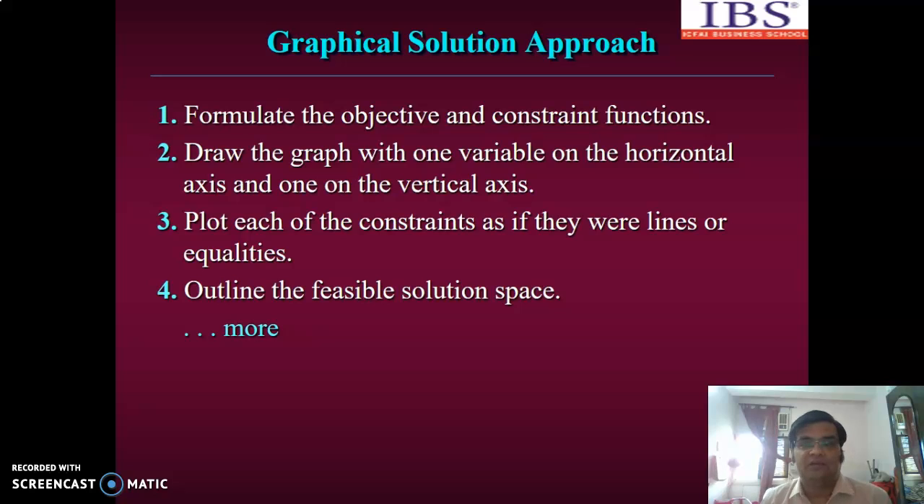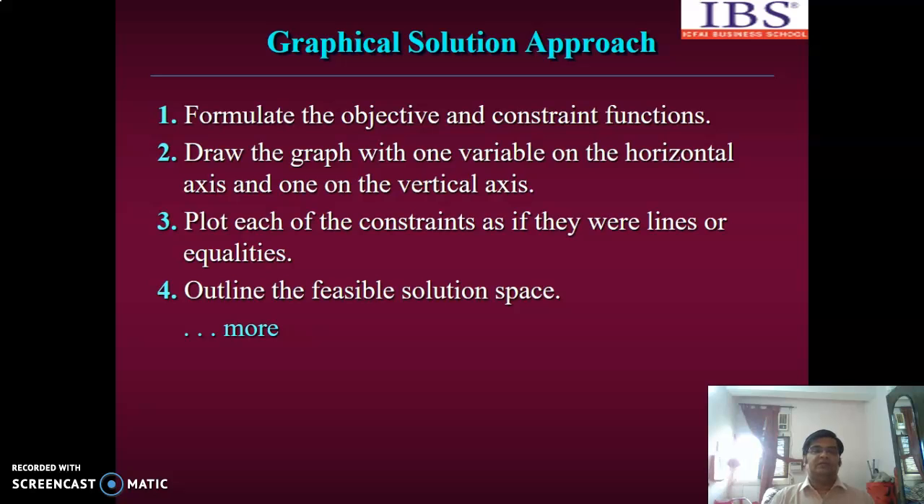Now, for the graphical solution, in the first step, we formulate the objective and constraint functions, which we have done in the earlier video. So we have to formulate the objective and constraint functions in terms of decision variables. That is our first step for the graphical solution.